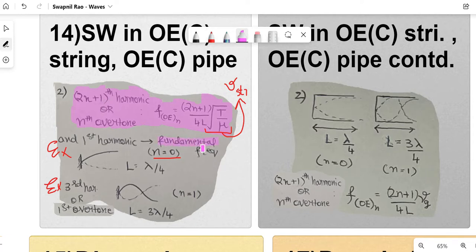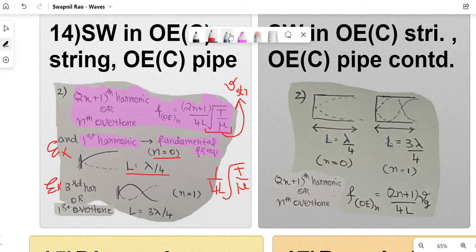And once again, first harmonic is nothing but the fundamental frequency. And the first harmonic formula, when you put n as 0, would be 1 by 4l under root t by mu. And this is the one end open, one end closed string, OEC, which means one end closed string. So one end is closed, which means this would be a node and this would be an antinode. As mentioned above, the distance between a node and an antinode is lambda by 4.